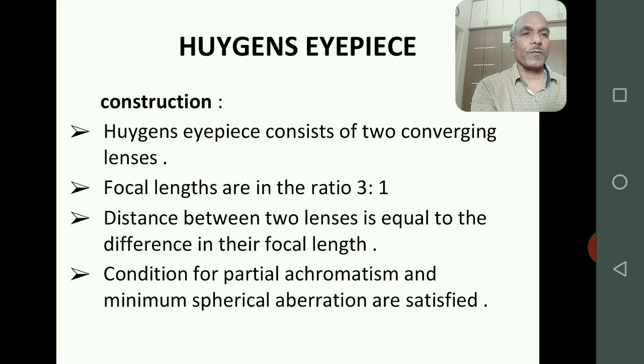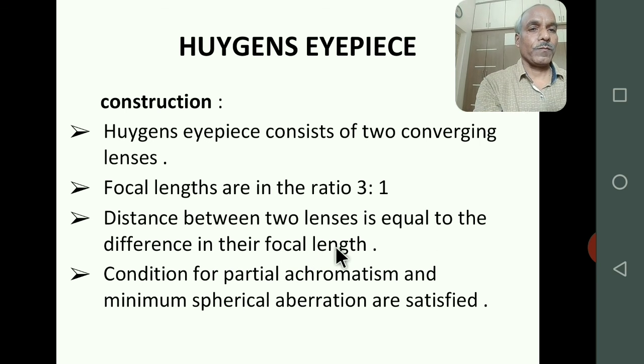Huygens eyepiece consists of two converging lenses. Focal lengths of these two lenses are in the ratio of 3:1. The two lenses are separated by a distance which is equal to the difference in their focal lengths.